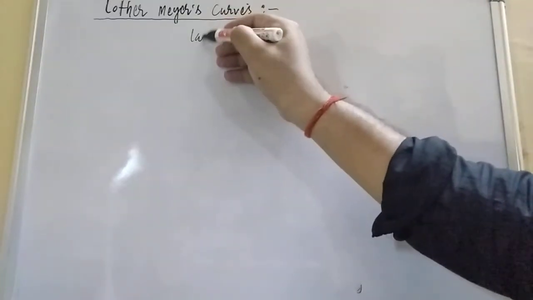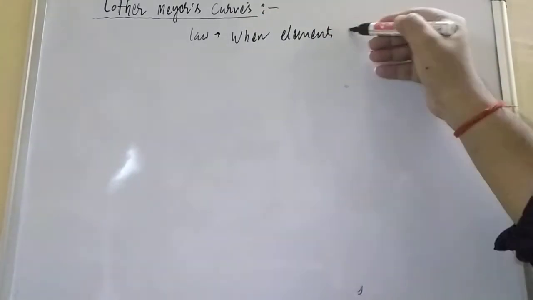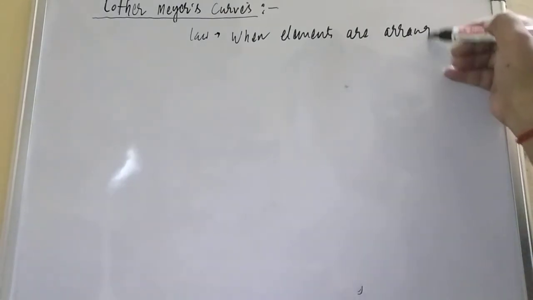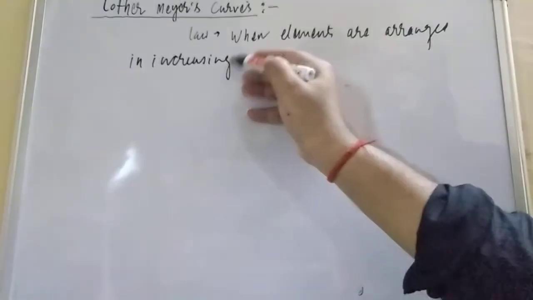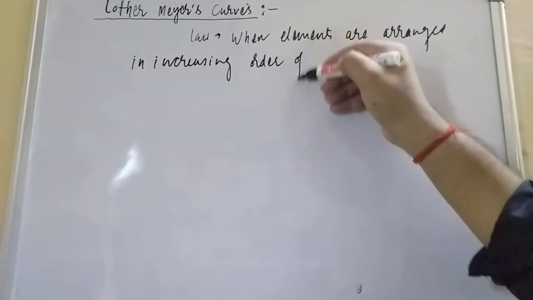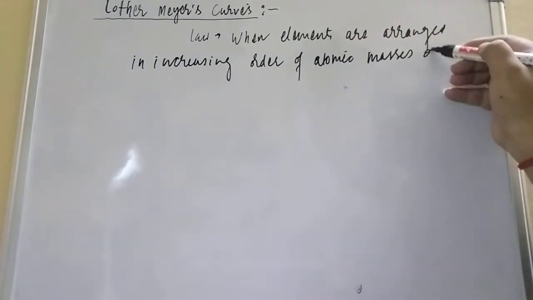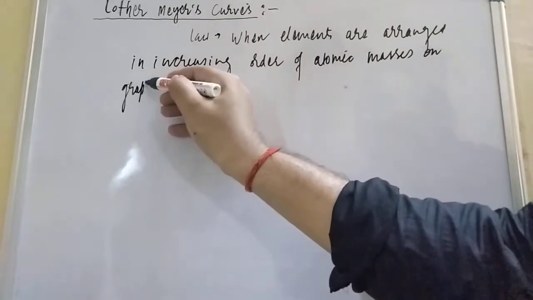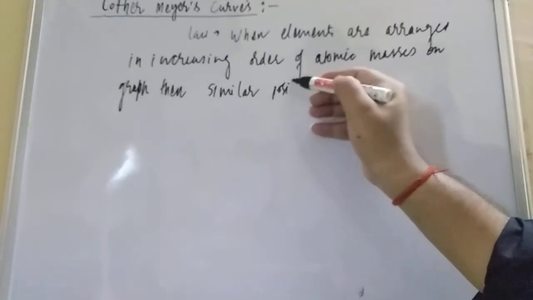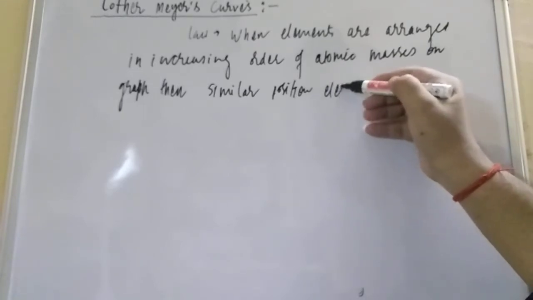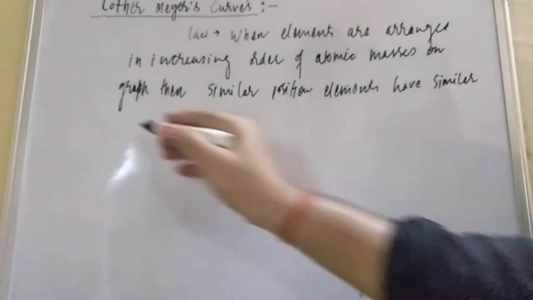Now, student, the law is: when elements are arranged in increasing order of atomic masses on a graph, then elements at similar positions have similar properties.